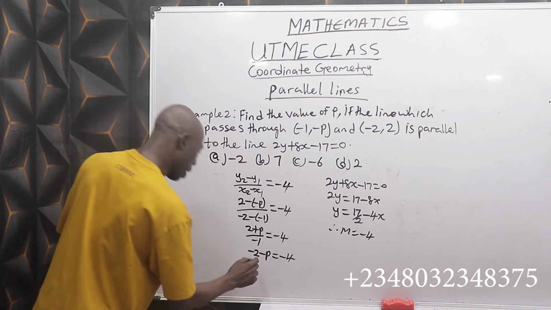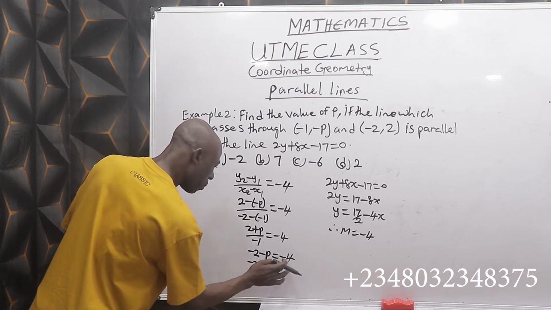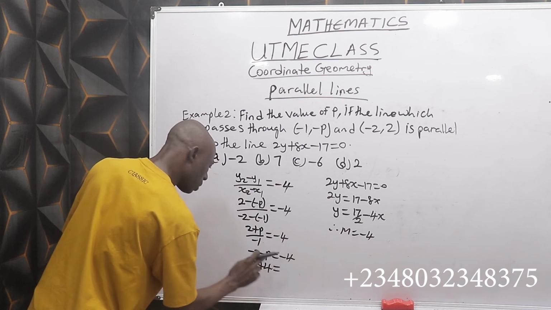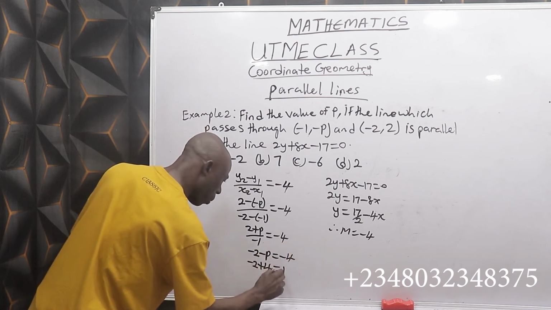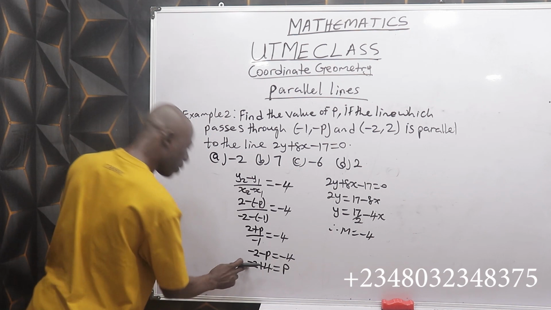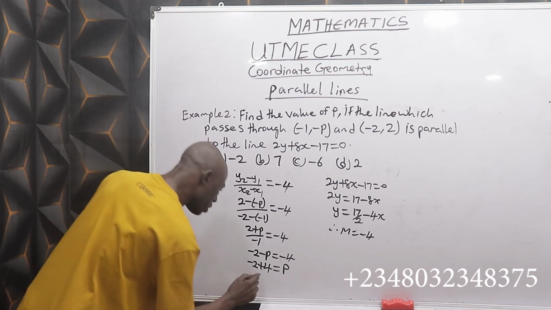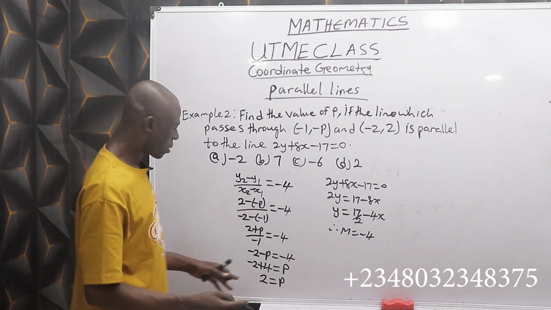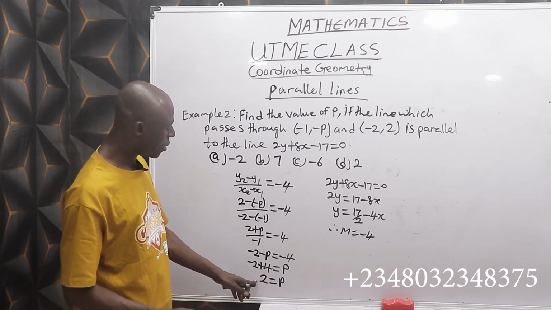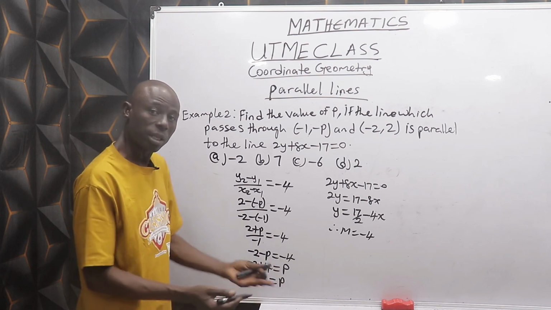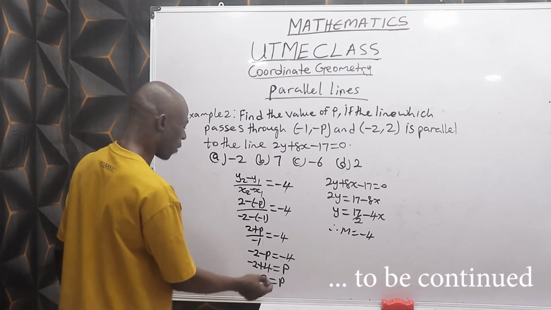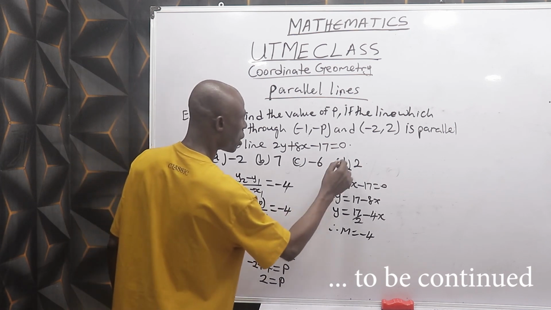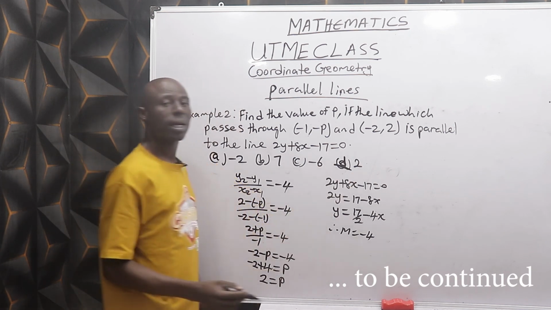So collecting the like terms, I have minus 2. Bringing this negative 4 to this side, it becomes positive 4, equals, I take the negative p to the other side to become positive p. So negative 2 plus positive 4 is positive 2, which is equal to p. It is not a problem to write 2 equals p. It's the same thing as p equals 2. So the value of p is 2, which is option D. Option D is the correct answer.